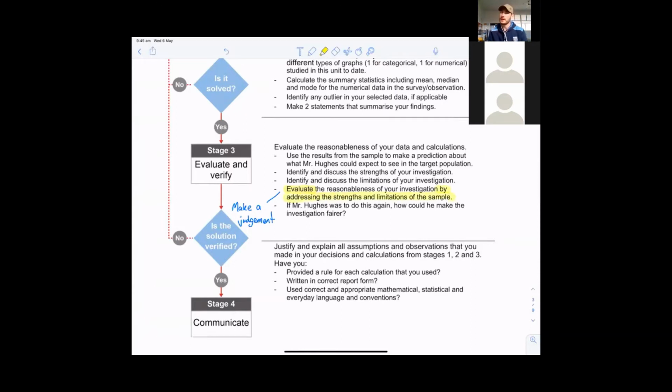So if you look at your strengths and limitations and you say, wow, I've got heaps of strengths and only a couple of limitations, then you can probably say, yeah, my results are actually very reasonable because I have all of these strengths, things that are in my favor, things that are making my assessment really valid and reasonable, but not many limitations holding it back. Or you might find the opposite. You might say, I've only got 1 or 2 strengths, but I've got heaps of limitations, heaps of things holding me back from having a reasonable result. And therefore, I'm concluding that the results from my investigation were not reasonable.